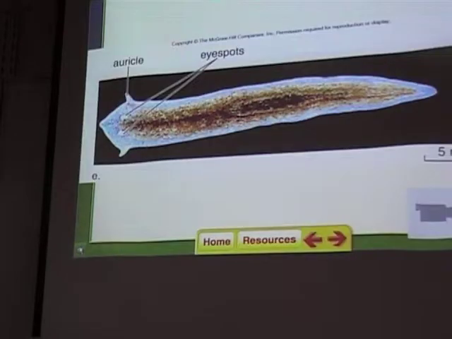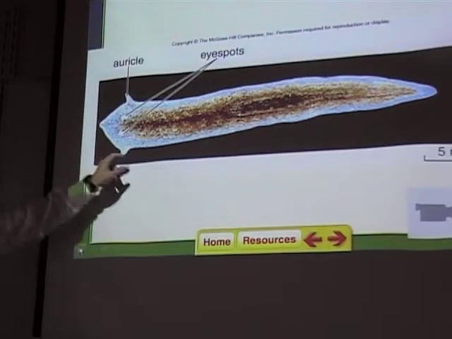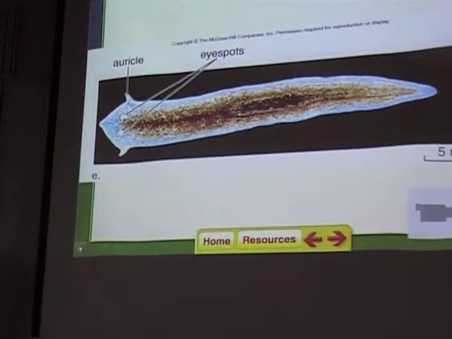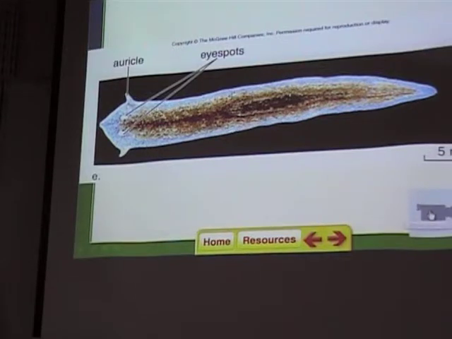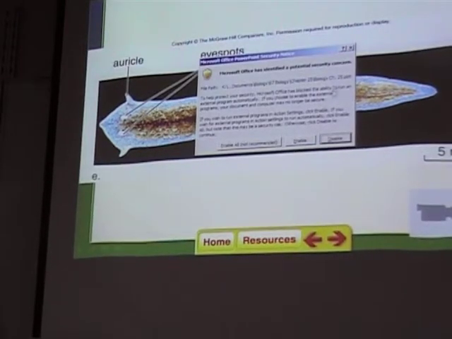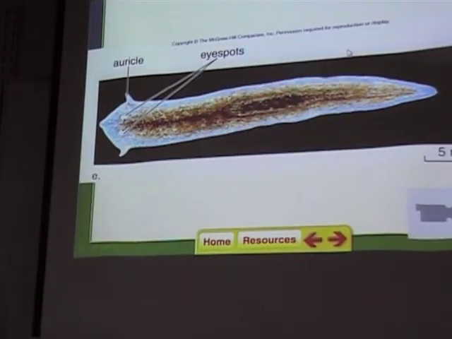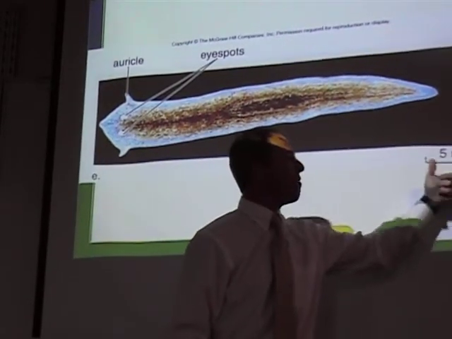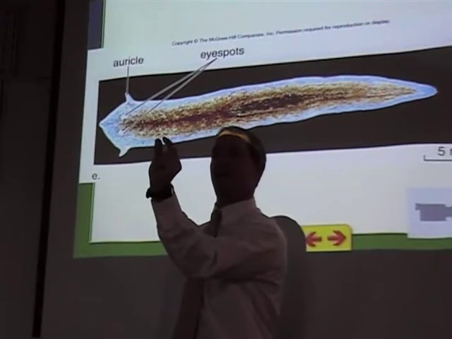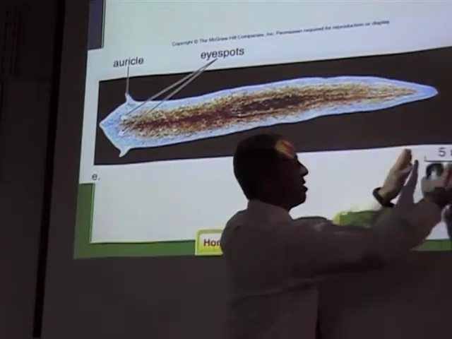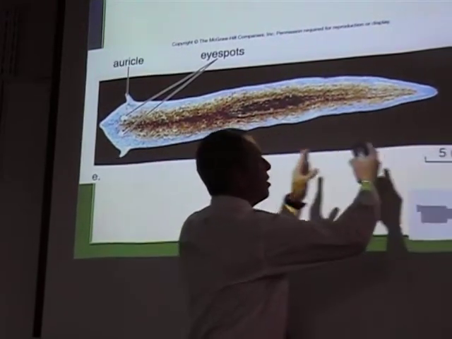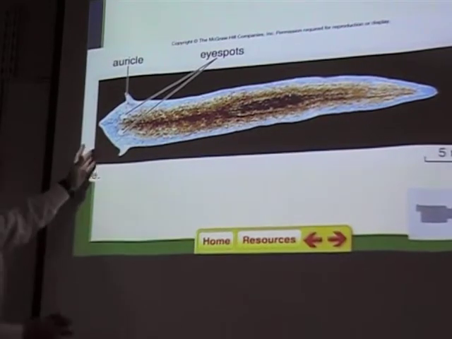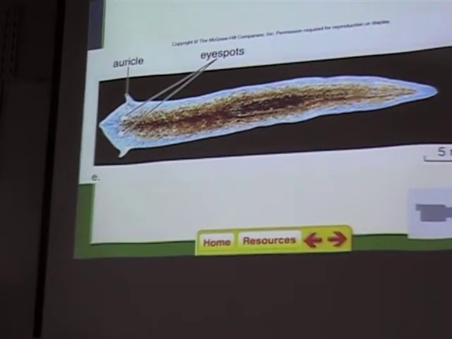How big are they? Some of them are real small, and some of them could get bigger. That one's only 5 millimeters. You can see the size here. 5 millimeters is about that big. But that's just this portion. So this thing's about maybe 50 millimeters long, which is about like that.